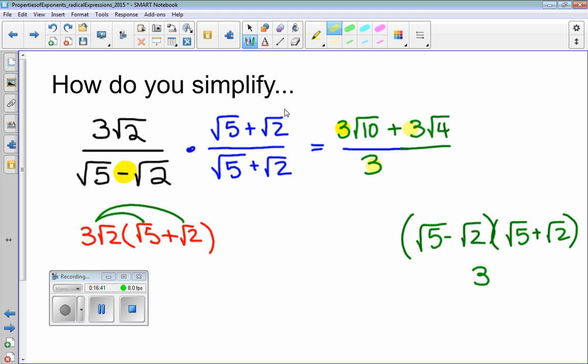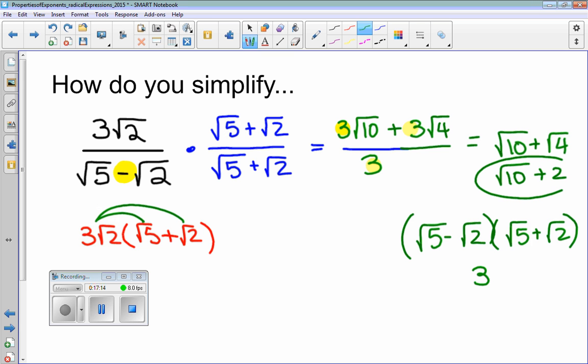Remember this? We did it with the quadratic formula. When you have a denominator that is just a monomial, a constant down there, and in the numerator you have a binomial with a plus, that number needs to go into both pieces, and it's the number in front of the radical. So in this case, we all simplify. So I just have the square root of 10 plus the square root of 4. Well, that's just the square root of 10 plus 2. That's my answer.